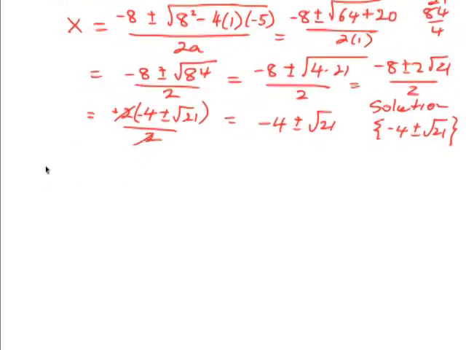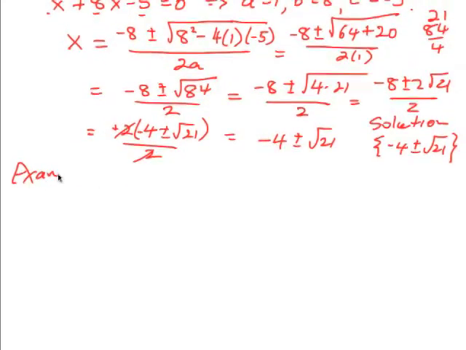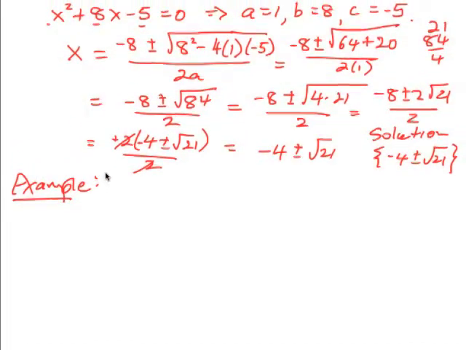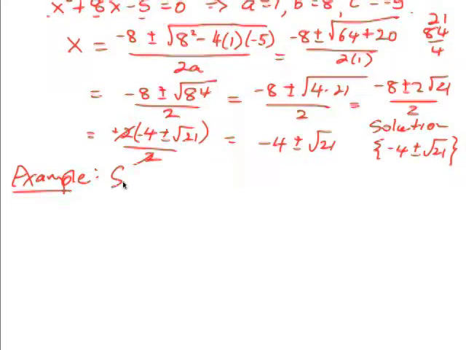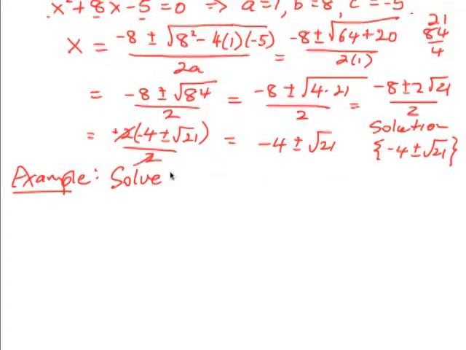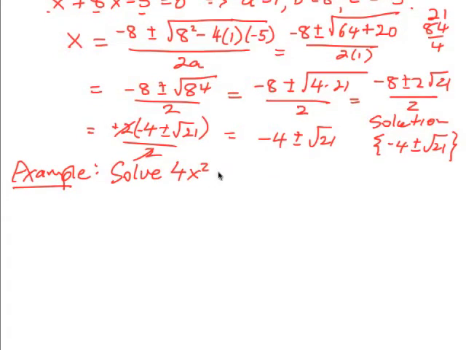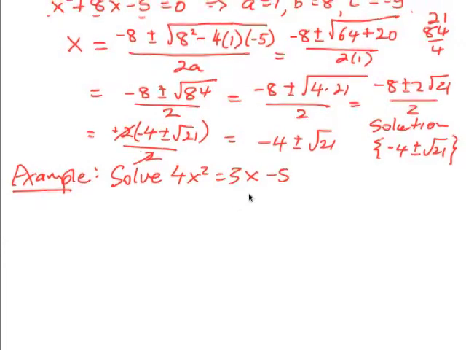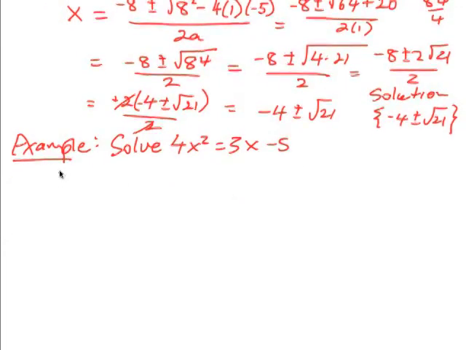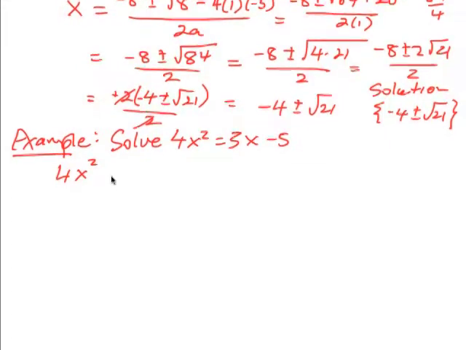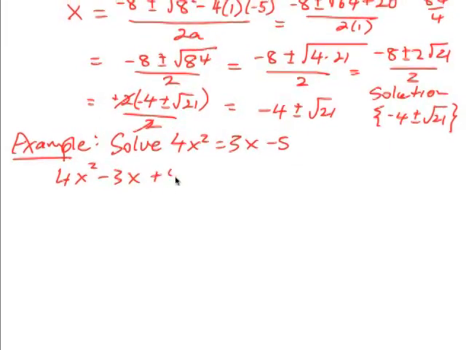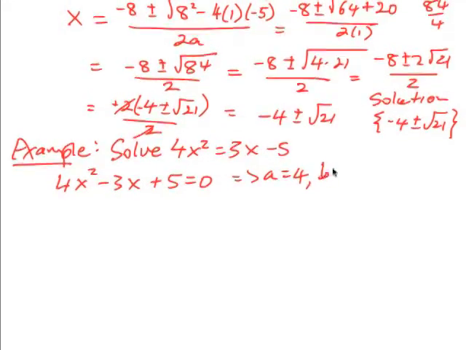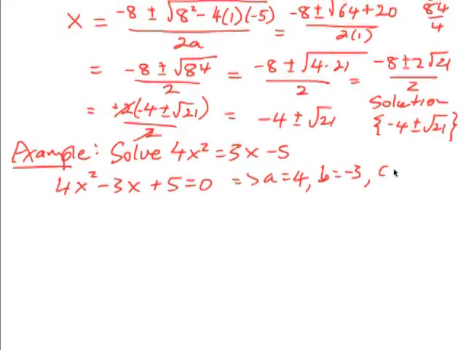Right, now sometimes we can get complex results as well, so let's look at an example of that. Let's suppose we want to solve 4x squared equals 3x minus 5. So again, we get it in standard form. This becomes 4x squared minus 3x plus 5 equals 0. So that implies that a is equal to 4, b is equal to negative 3, and c is equal to 5.